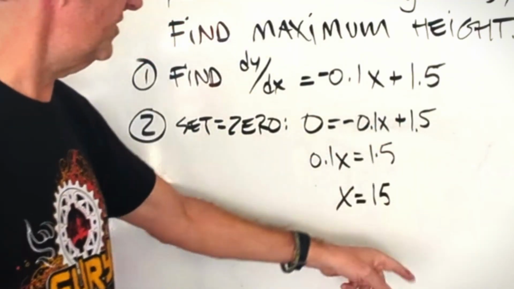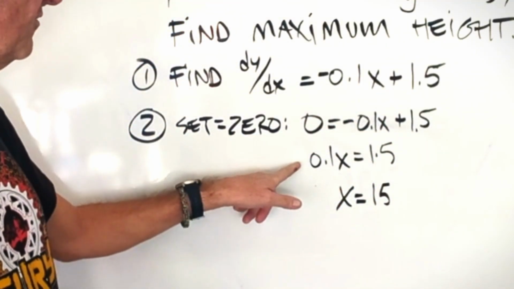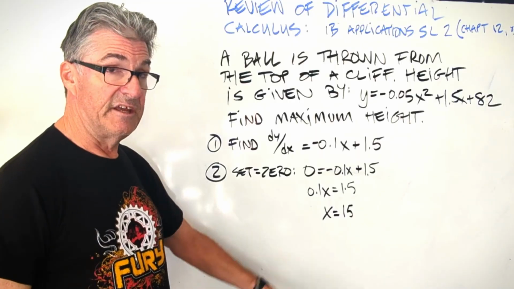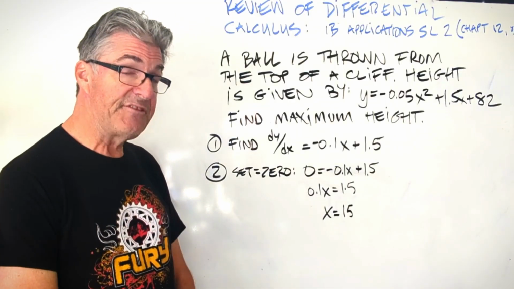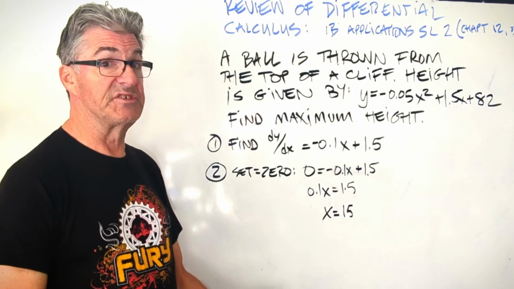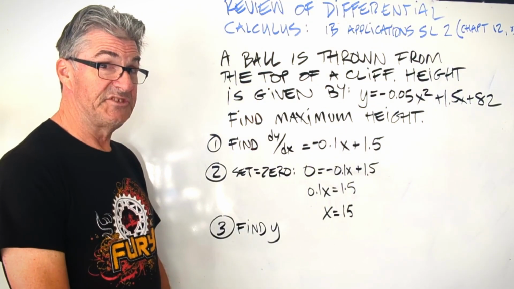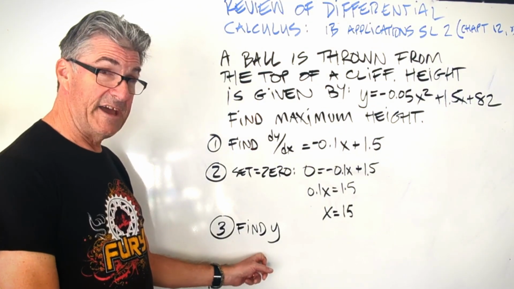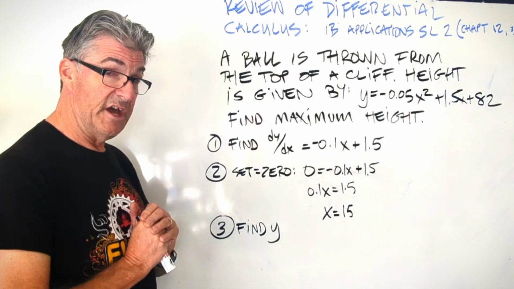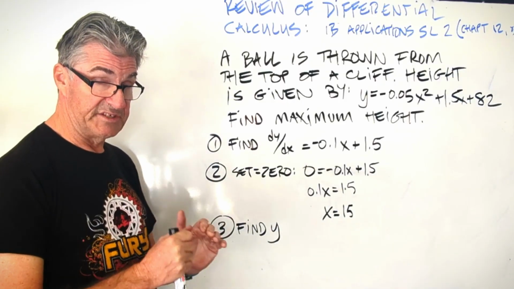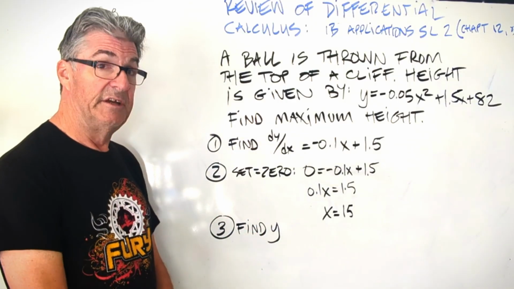Here's my derivative function. I moved my minus 0.1x over here, divided through by 0.1, and I got x is 15. Now that's the x value at the maximum. The y value is the height. So we have one more step. That step is to find y. Now pause the video. You got to do a plug-in. Make sure you do the plug-in in the right place. So think about that, come up with your answer, and then come back.